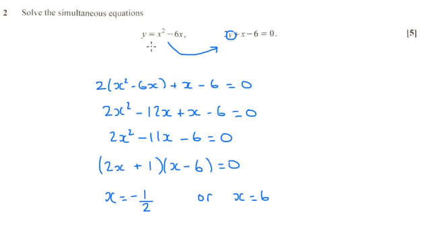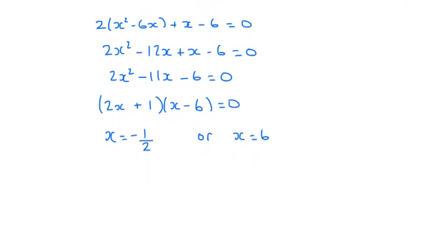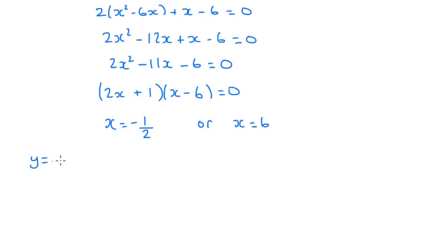But we've not finished because it's a simultaneous equation, so we need to find y as well. And I don't really fancy making y the subject of this because it's going to involve a half. I guess I could do, but I'm going to substitute x into that version there. So we know that y is equal to x squared take 6x. So when x is equal to negative 1/2, y is going to be negative 1/2 squared, which is 1/4.